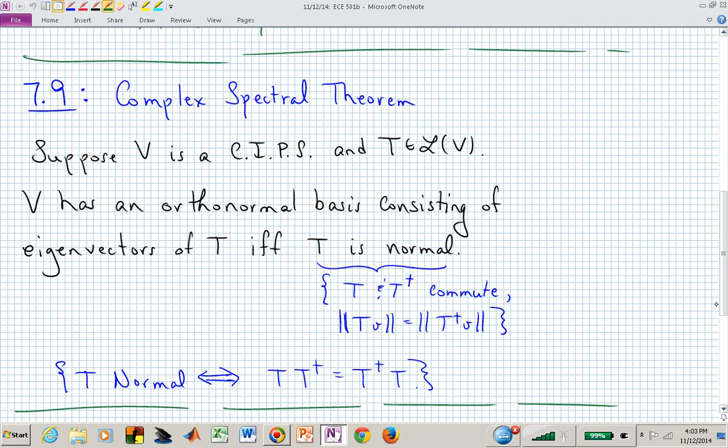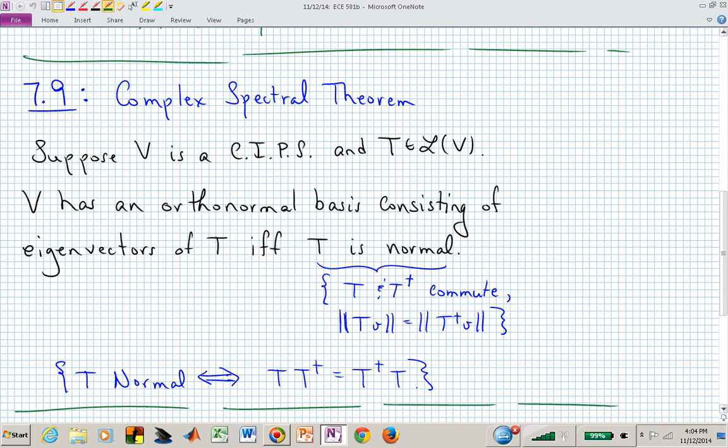The complex spectral theorem. Suppose V is a complex inner product space and T is a linear operator on that space. V has an orthonormal basis consisting of eigenvectors of that operator if and only if the operator itself is normal. And by normal we mean that the operator commutes with its adjoint, or another way of thinking of an operator being normal is if we compare the norms of that operator on a vector, that's equal to the norm of the adjoint of that operator on the same vector.